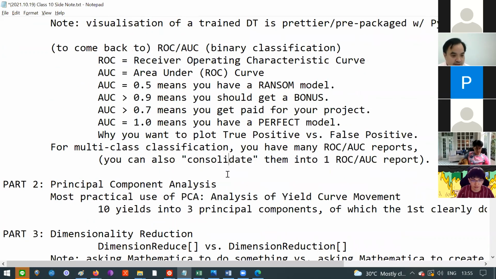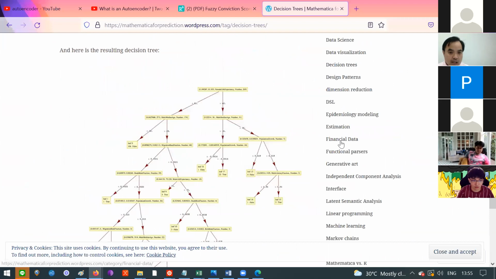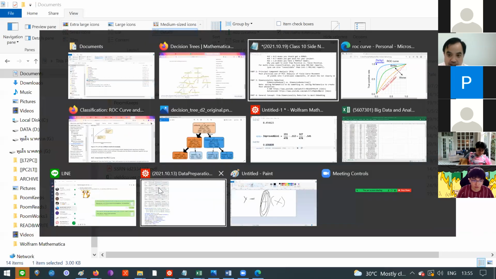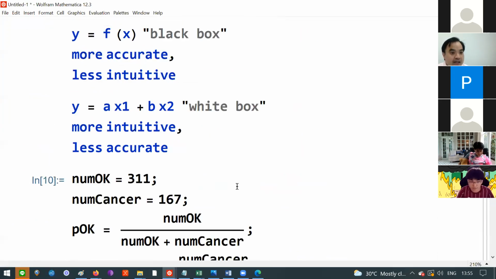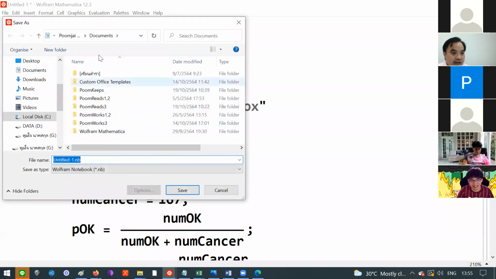Okay, so that's it. Now let's go to PCA, principal component analysis. Let me just play with this. Where's my data? It's my bits and pieces, right? Save as bits and pieces.